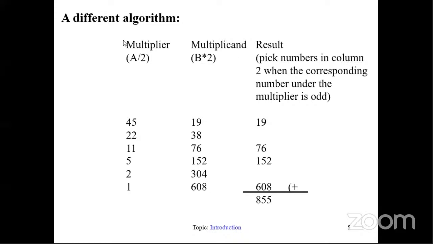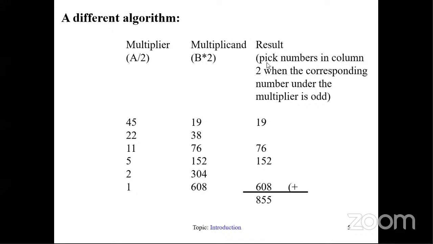Now, if this is the multiplier, and this is the multiplicand, and this is the result, how do we use the multiplier and perform an operation on the multiplicand and get the results? We say we divide the multiplier by 2, and we multiply the multiplicand by 2. So we have A divided by 2 as the multiplier, and the multiplicand is B times 2. But how do we choose our results? What is the operator here to choose our result?